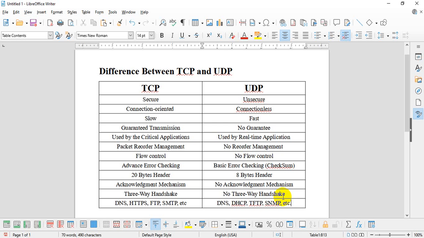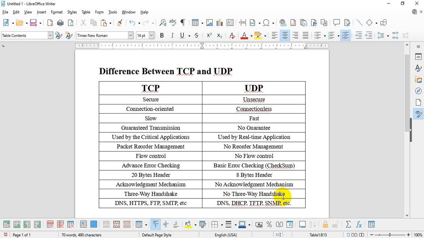So I have written DNS in both TCP and UDP. And as you see, in UDP we have DNS, DHCP, TFTP, SNMP. These are the protocols which use the UDP protocol for sending data between the sender and receiver. Okay, and as you see, guys, we are at the end of this video.